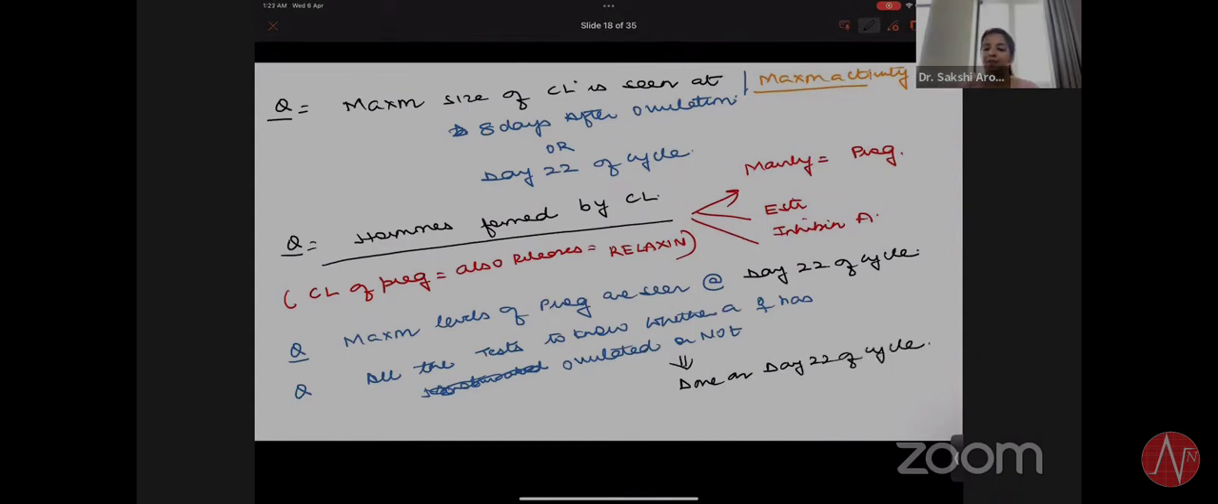Right? So this same question is asked in 3 formats. When is the size of corpus luteum maximum? Day 22. When are the levels of progesterone maximum? Day 22. When are you going to do the test for ovulation? Day 22. Clear to all of you?